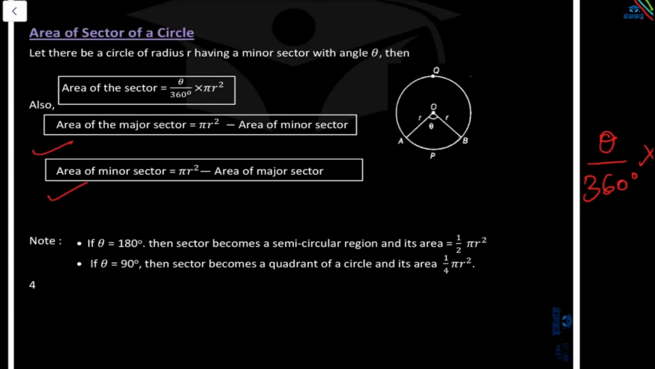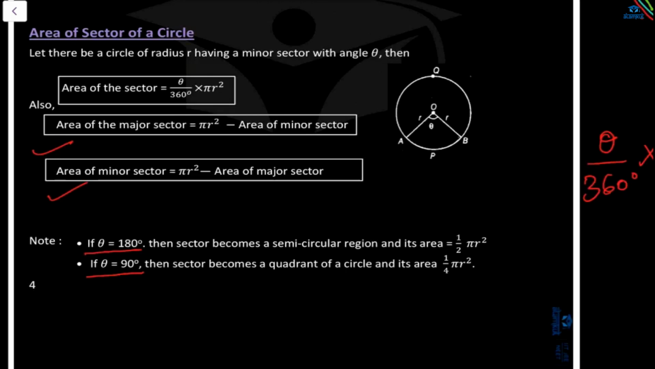As I already told you, theta for a sector is generally less than 180 degree for a minor sector, and for a major sector it is greater than 180 degree. But if theta is equal to 90 degree, you already know that it will be a quadrant, because the quadrant holds the angle at the center as 90 degree, and the semicircle holds the angle of 180 degree.